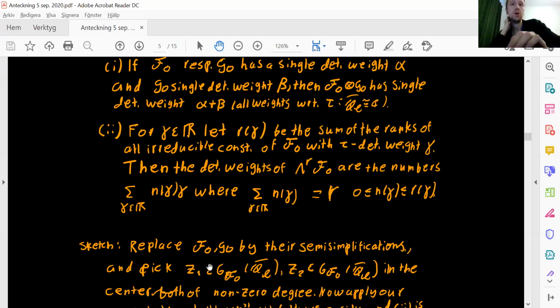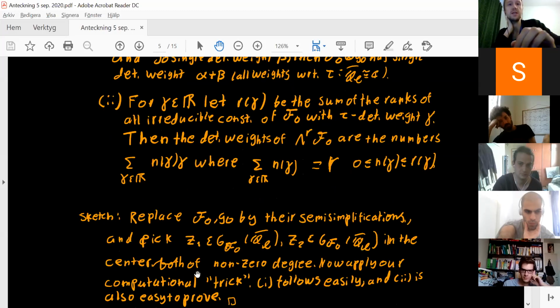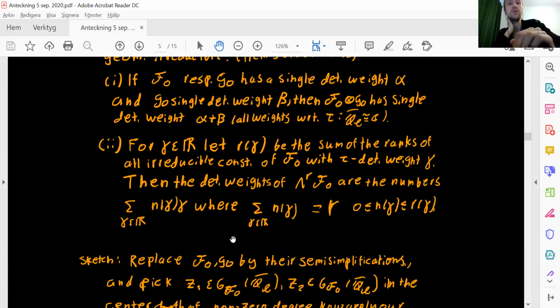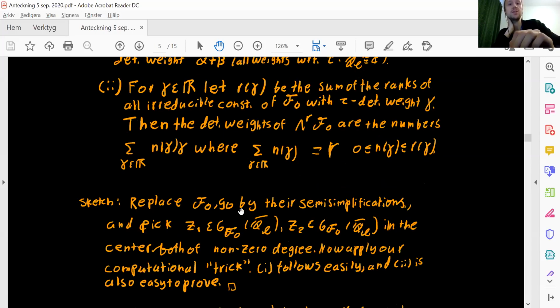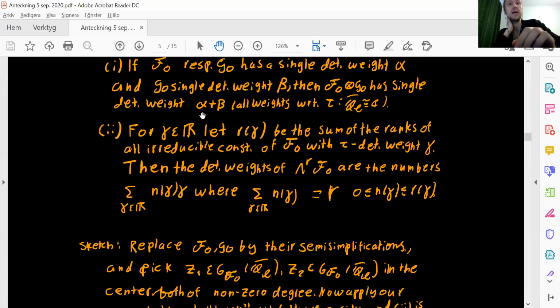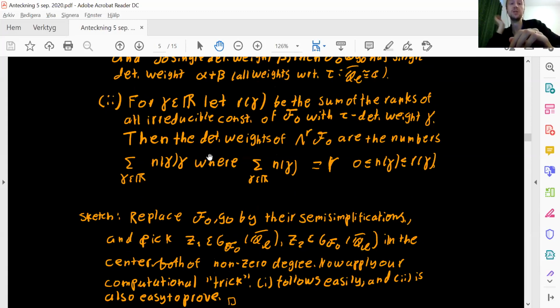So here's the sketch of how to prove 1. We replace F0 and G0 by their semi-simplifications. Then I pick some element Z1 in the center of the arithmetic monodromy group of F0, and I pick some Z2 in the center of the geometric monodromy group of G0. Here it says F0, but it should be G0. And I take both of non-zero degree. Now I can apply this trick from above: I can just act by Z1 and Z2 on this tensor product. Then you can see the determinant weight will be alpha plus beta. And you can show with a bit more care that 2 also follows from the same computation.